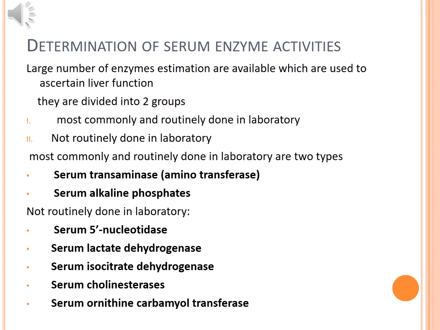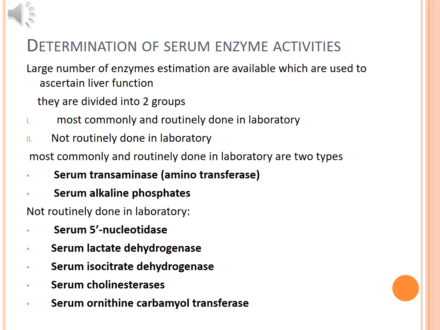And finally, determination of serum enzyme activities. A large number of enzyme estimations are available which are used to ascertain liver functions. They are divided into two groups. One, most commonly and routinely done in laboratory, and second, not routinely done in laboratory. The first one, the most commonly and routinely done in laboratories.